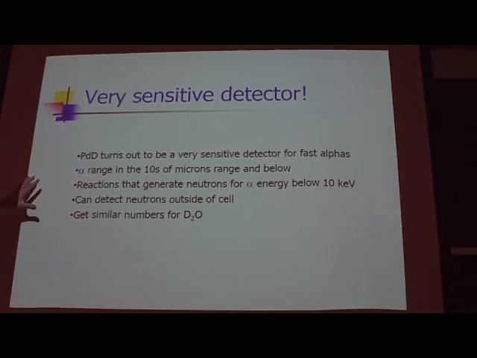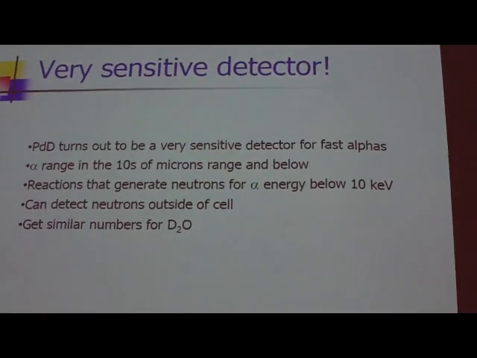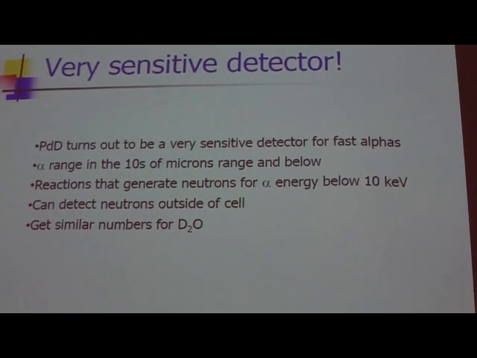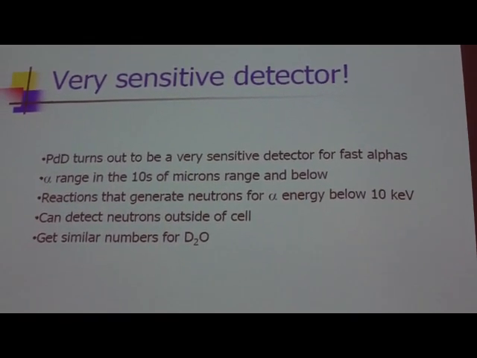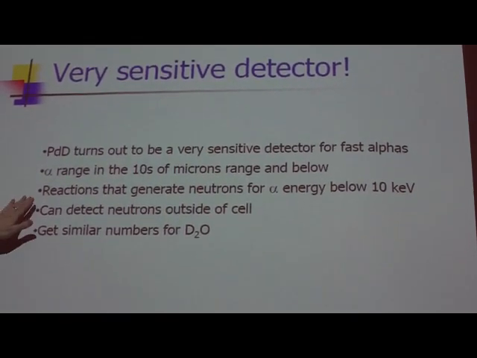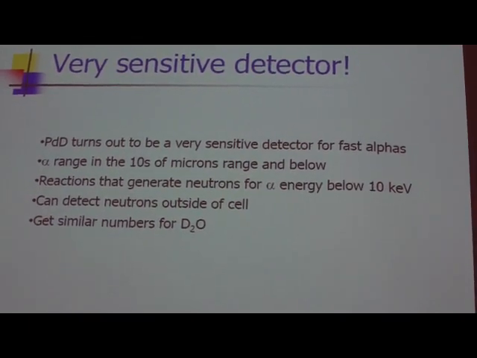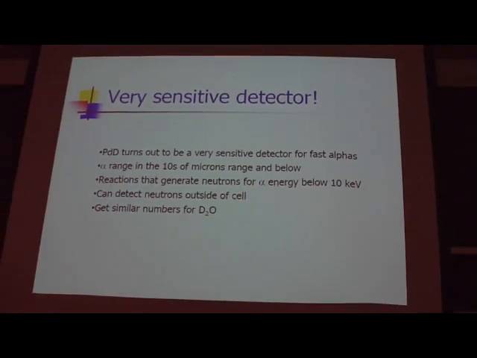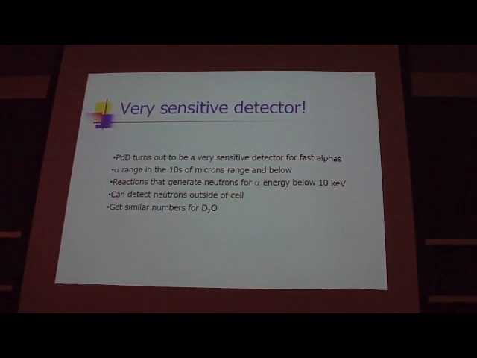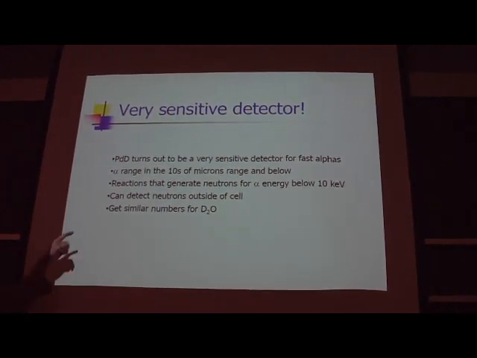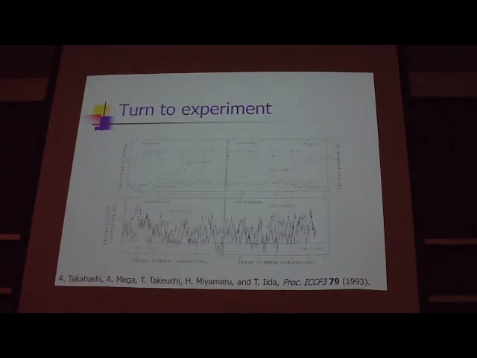Okay, so palladium deuteride is very sensitive. Alpha range is good. We can see the sensitivity of the detector goes down sensibly to 10 keV. We can detect neutrons outside the cell, and D2O is qualitatively similar to palladium deuteride. So let me look at some experimental results.